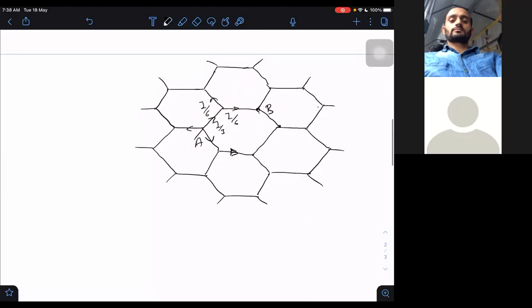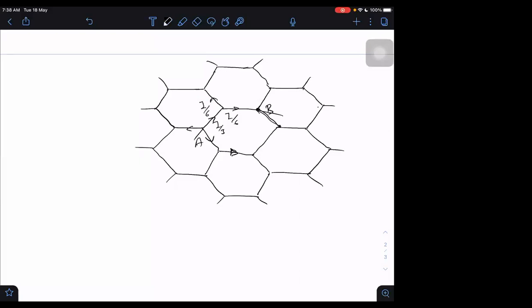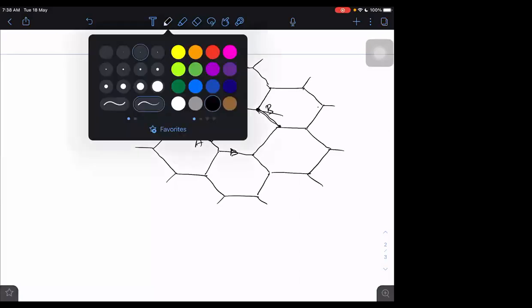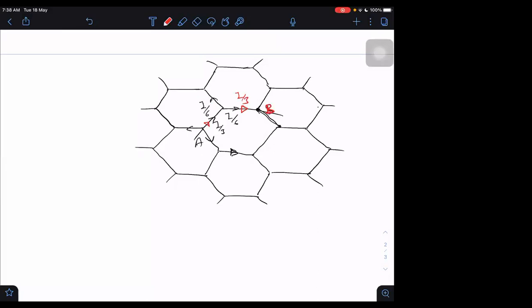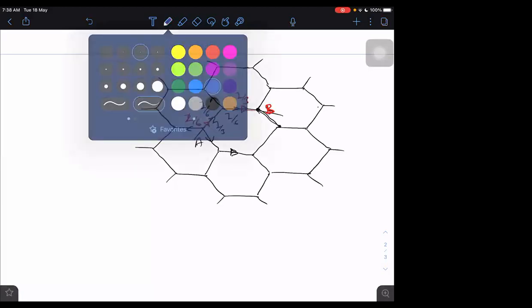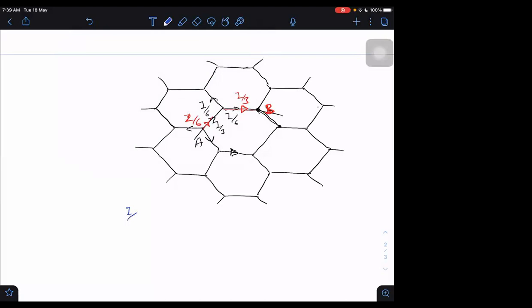Similarly, when the current will be entering B, let me make that. It will become I by 3, and this side I can tell it will become... for B I'm making it with red color, let us say. This one is I by 6. So I by 6 plus I by 3, and again I by 6 plus I by 3. That is happening here. So what is it at last? I by 6 plus I by 3 into R, plus I by 6 plus I by 3 again into R.